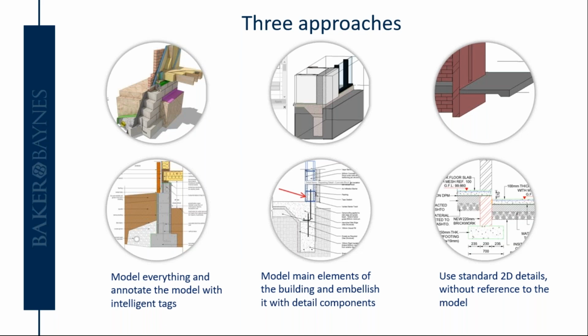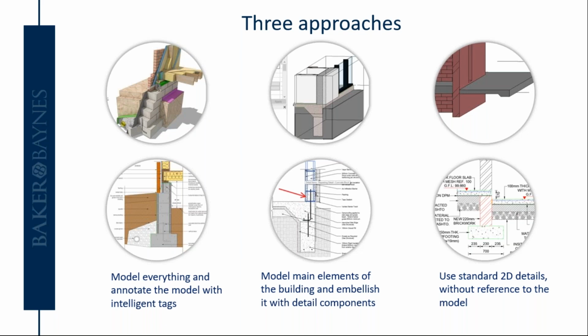And like I said, they all have their pros and cons. One of the pros of doing it the third way with having your 2D details is that maybe you have already developed this previously in CAD and you've got these standards. But that's not necessarily the most intelligent way to make use of your Revit model because the information is separated. And sometimes you can end up with information that is not consistent.